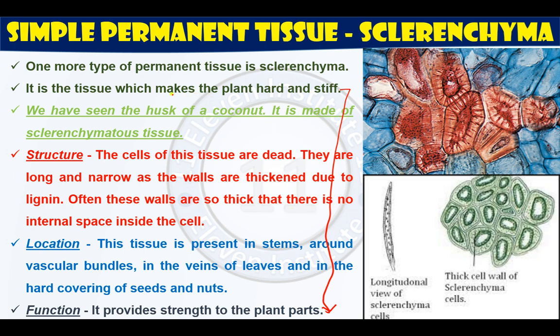that it makes the plant part hard and stiff. So this will be our first function. And secondly, we will write this, that it makes the plant parts hard and stiff. I hope this is clear to you about the sclerenchyma.